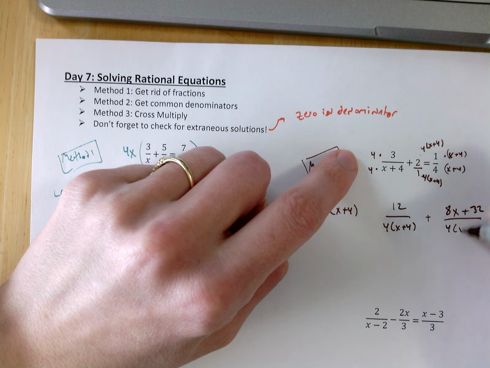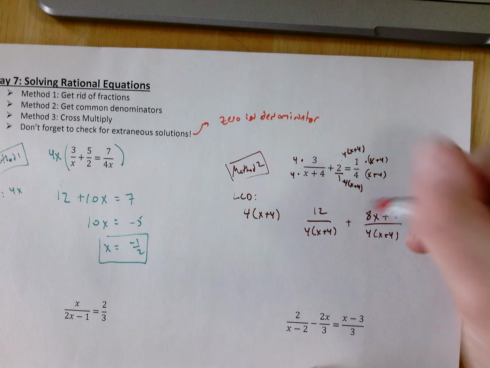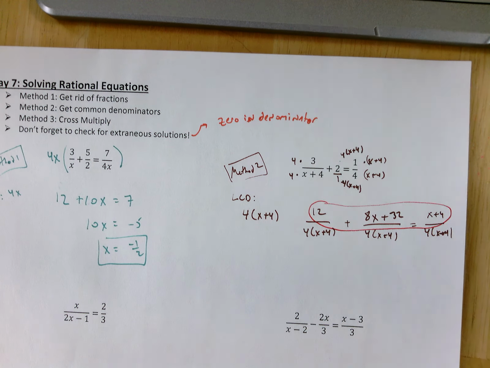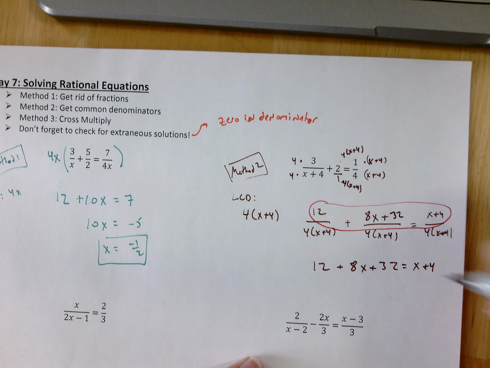All right, and then once we have it in a spot where all of our denominators are equal, you can essentially just ignore the denominators and solve the numerator. So I can just pull this out and say, okay, let me solve the equation 12 plus 8x plus 32 equals x plus 4.